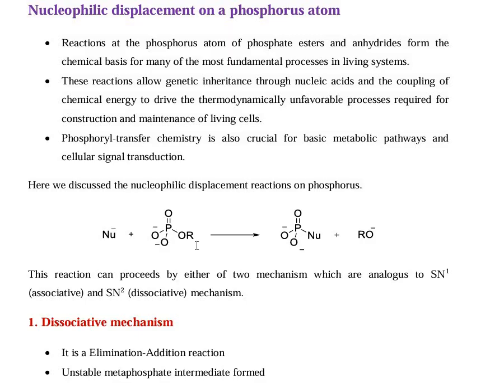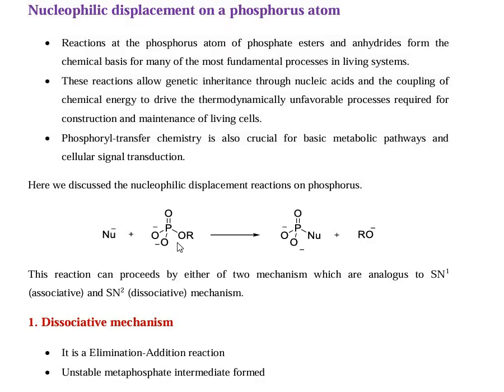Phosphate esters and anhydrides form the chemical basis for many of the most fundamental processes in living systems. These reactions allow genetic inheritance through the nucleic acids and the coupling of chemical energy to drive the thermodynamically favorable processes required for the construction and maintenance of the living cell.